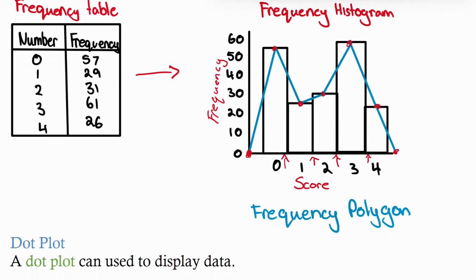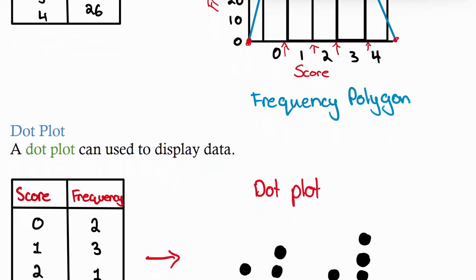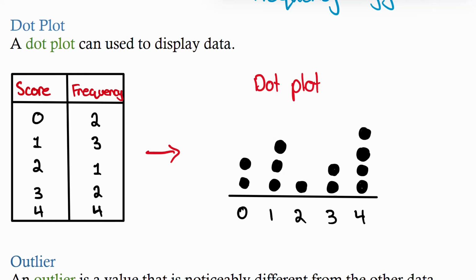Another common type of representing data you'll see is what we call a dot plot. A dot plot's used to display certain types of data, usually where the frequency isn't as high as what we saw in the previous table. In this case, the highest frequency is 4. How it works is, on the bottom, you write your score, down here, and then each dot represents how often that occurred. So we have 2 dots here, so you would expect there to be 2 zeros.